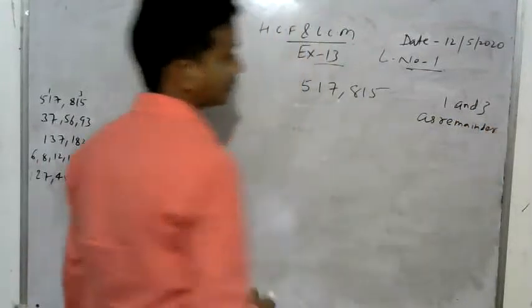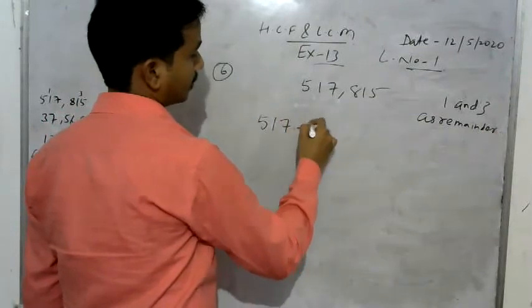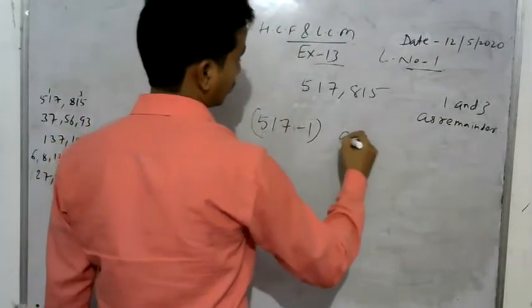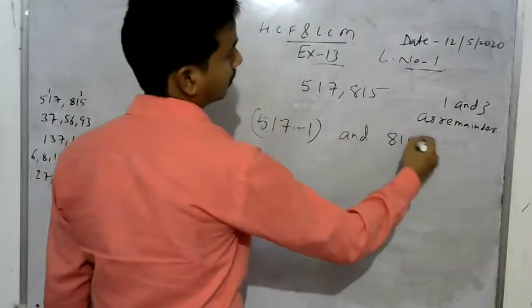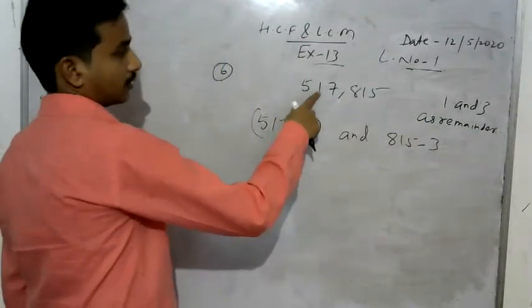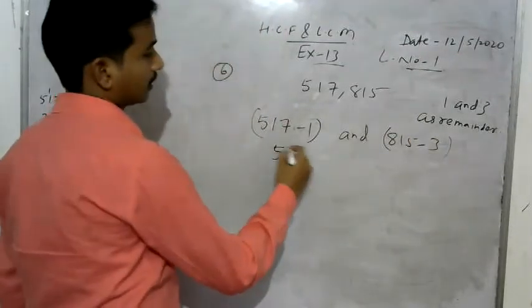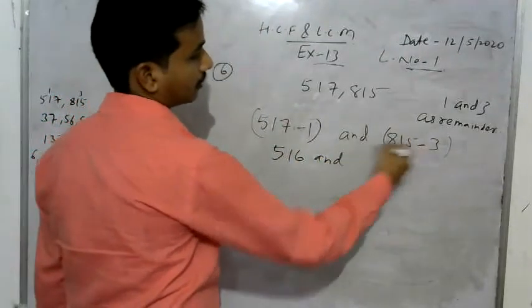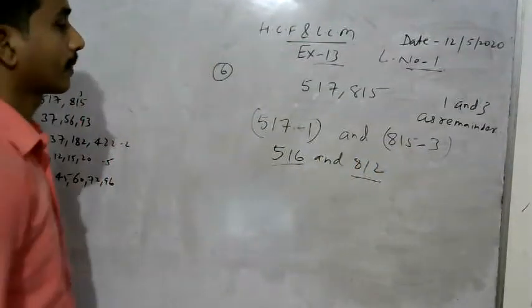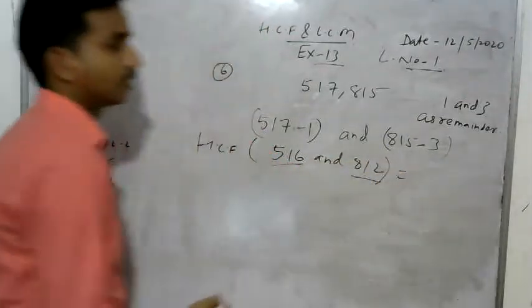So what we will do in this question, we have to first subtract 1 from the first number, 517, and 3 from 815. First subtract it. What are you getting? 516. And here what are you getting? 812. Find the HCF of both and you will get the answer. Okay.